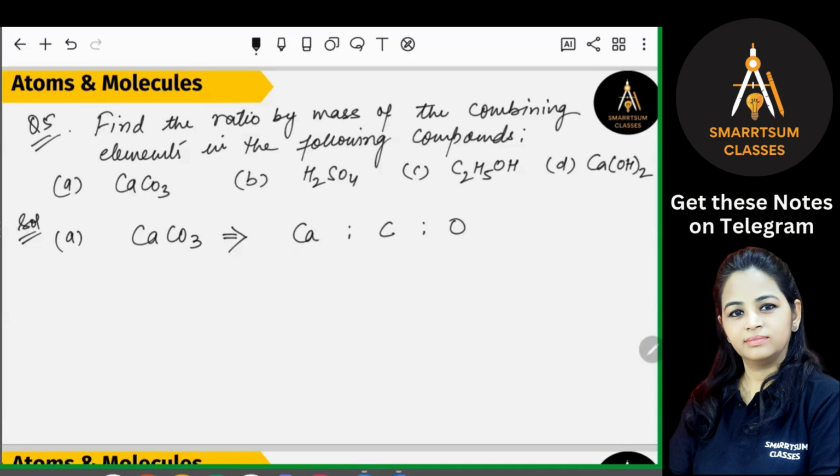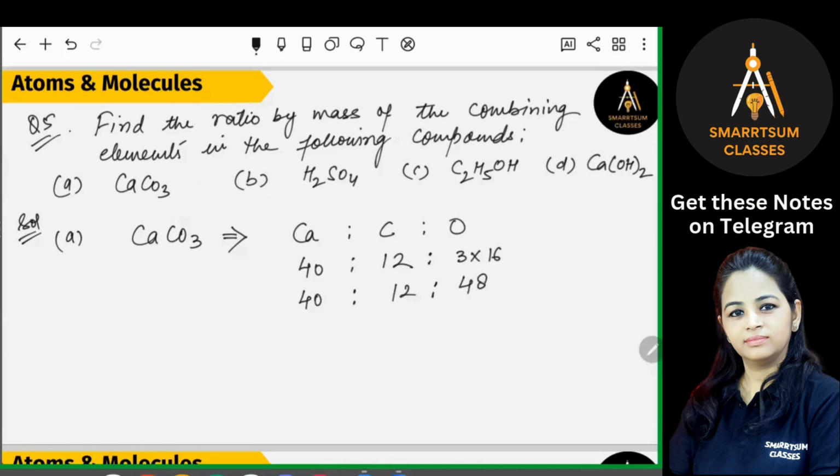Calcium atomic mass is 40, and there is only one atom of calcium, so we will write 40 here. Then carbon, there is only one atom of carbon also, and its atomic mass is 12, so we'll write down 12 here. And oxygen is O3. That means there are 3 atoms of oxygen in calcium carbonate, CaCO3. So we will multiply the atomic mass of oxygen with 3, because there are 3 atoms of oxygen. So this will be 3 into 16. That is 40 is to 12 is to 48.